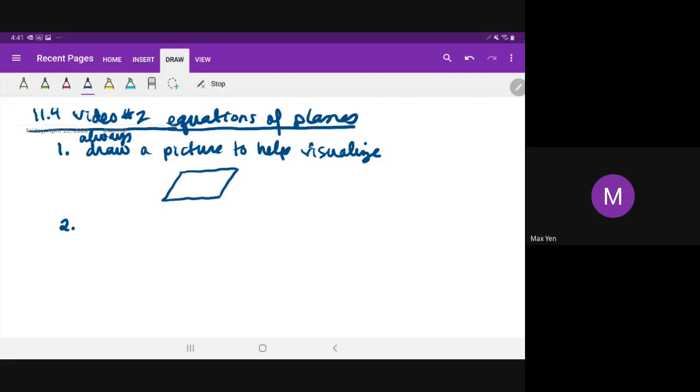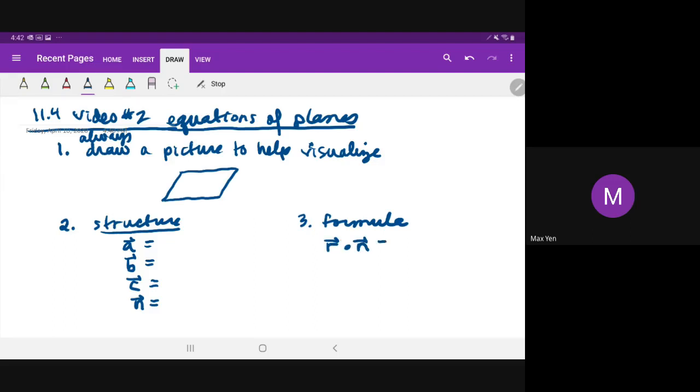Step 2, you're going to want to write this structure: A equals, vector B equals, vector C equals, and vector N equals. You're also going to write the formula. So step 3, you're going to do the formula. Okay, and the formula is R dot N equals A dot N. And then I have to tell you what N is.